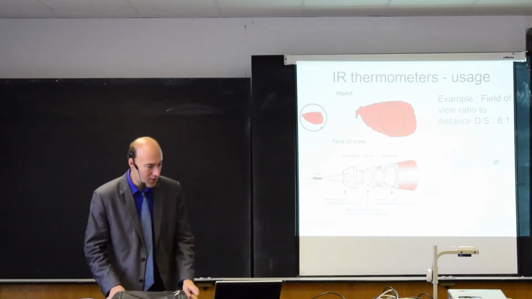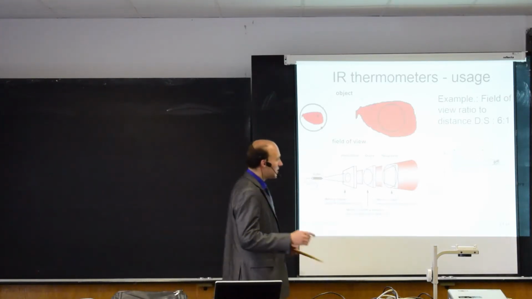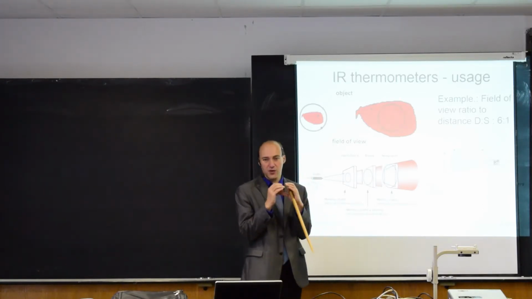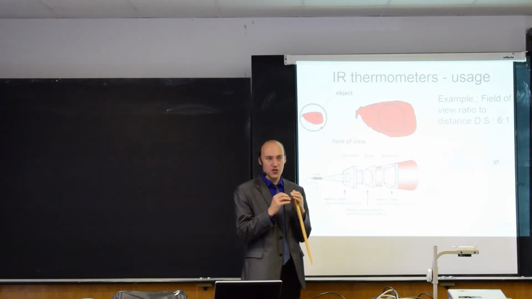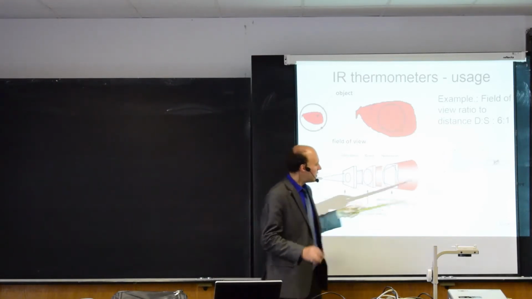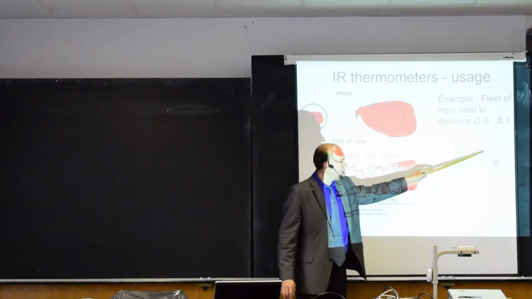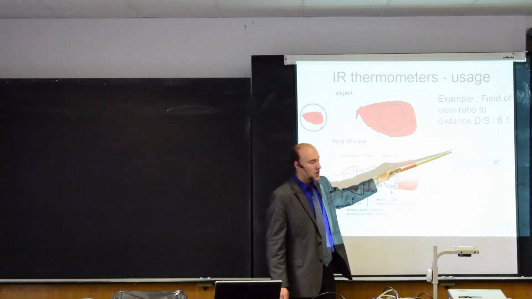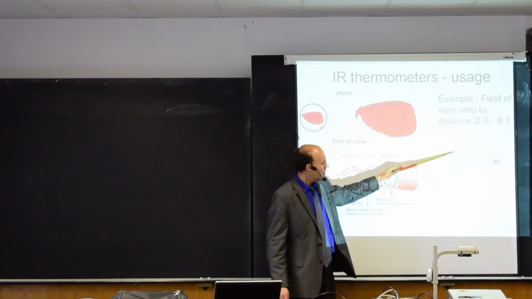The infrared thermometer always has some field of view, so it's not measuring at a single point, it measures an area. So here you have an example. This is an infrared thermometer, and this is the field of view. So it's always this area where we measure.